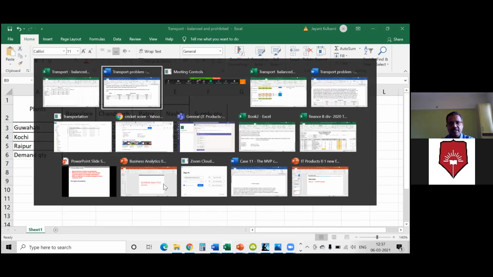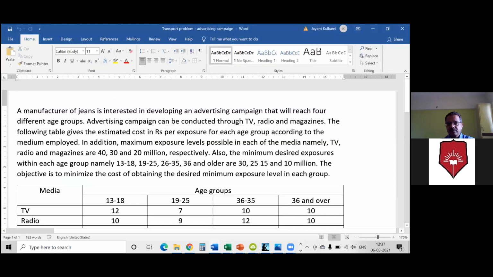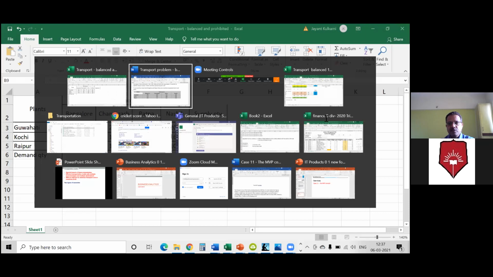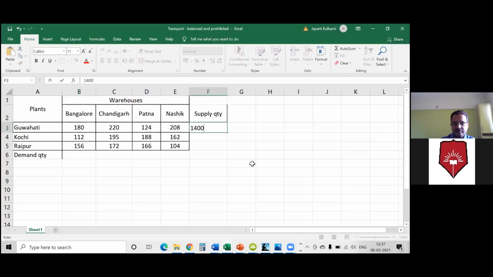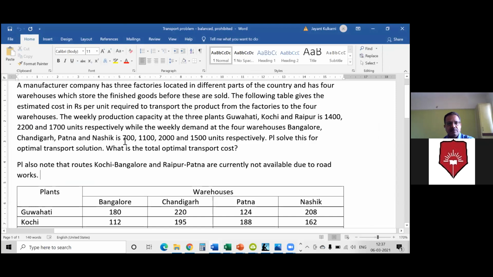So what's the supply that is available at each of these plants? The supply that is available at each of these plants is 1400, 2200 and 1700. And what's the demand at each of the destinations? 700, 1100, 2000 and 1500.